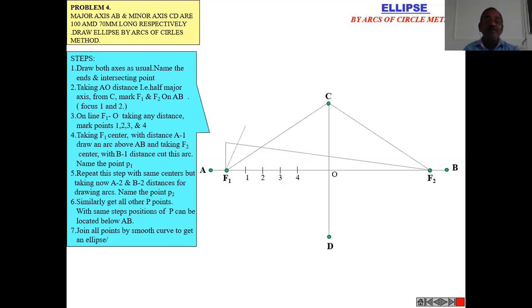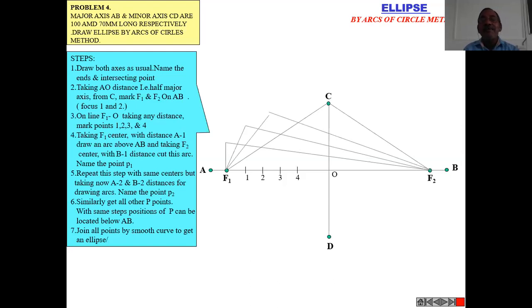Right? Next, take A2. Now increase the radius from F1. A2 as radius, draw another arc. B2 as radius, F2 as center, draw the arc to cut the previous arc. So thereby we are getting another point. Likewise, you take the third one, A3 as radius, F1 as center, draw an arc, and then B3 as radius, F2 as center, draw an arc to cut the previous arc to get the third point in the first quarter.